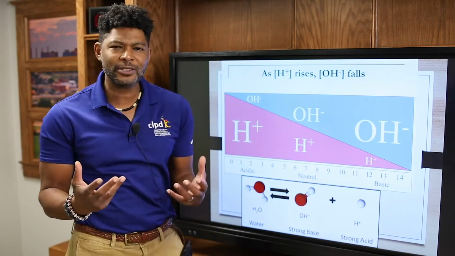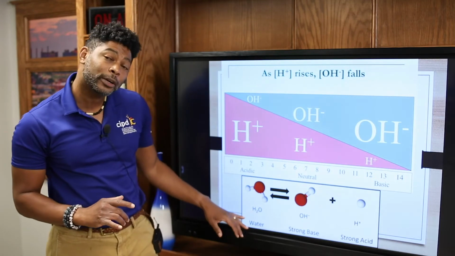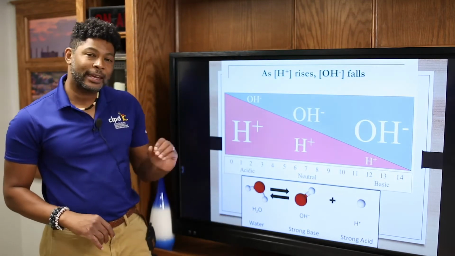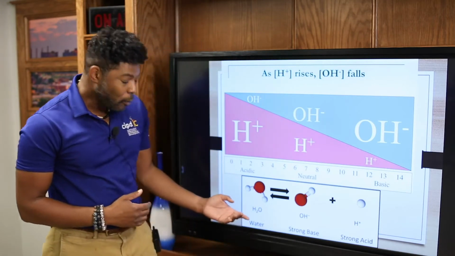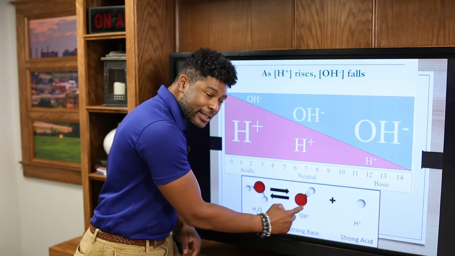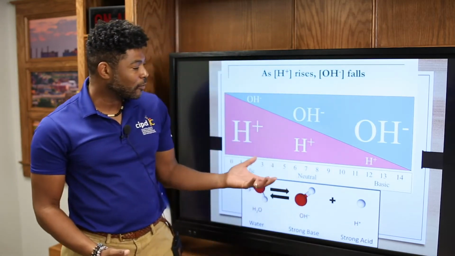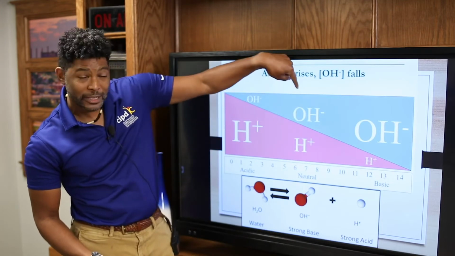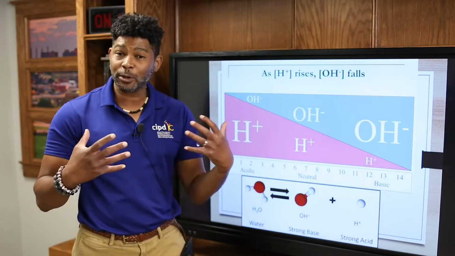So why do we keep on talking about H plus and OH minus? The main reason is because of water. If you look at water, it can either be an acid or a base, and here's why. Water is H2O, which means it has OH minus and H plus in equal amounts. So think of water as being right here on your scale, okay? And that is what really helps guide this whole discussion.